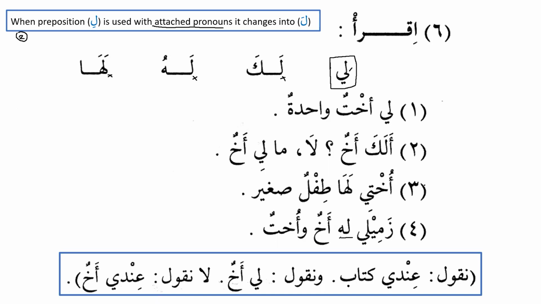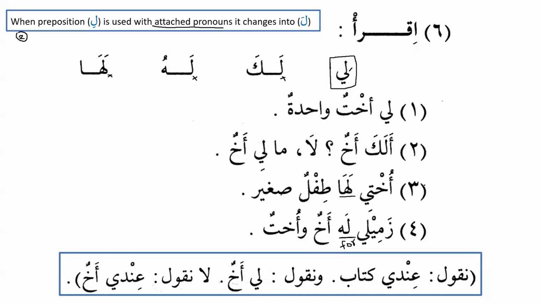So whenever we talk about brothers and sisters, similarly the body parts, we have to use the preposition li, and we know that it will change into la when we use it with the attached pronouns. So zamili lahu akhun wa ukhtun, my classmate has a brother and a sister. There is no need to translate it like "my colleague, he has a brother and a sister." We will simply say my colleague has a brother and a sister. There is no need to always translate it as "for." As we discussed many times, when we use it for possession, it can be translated in different ways.